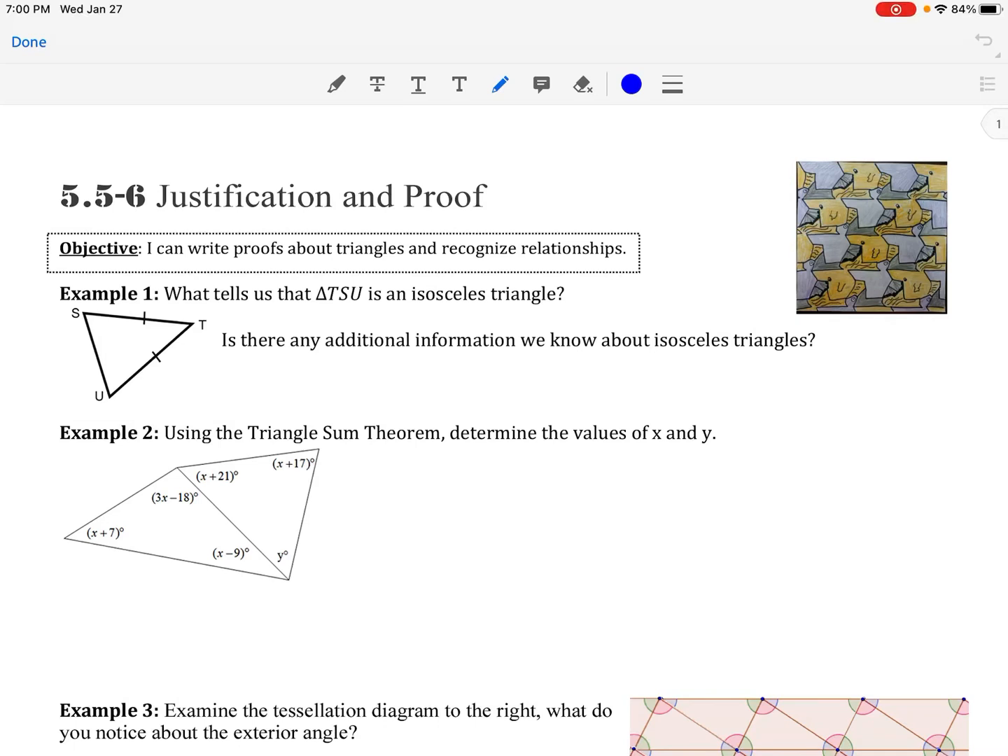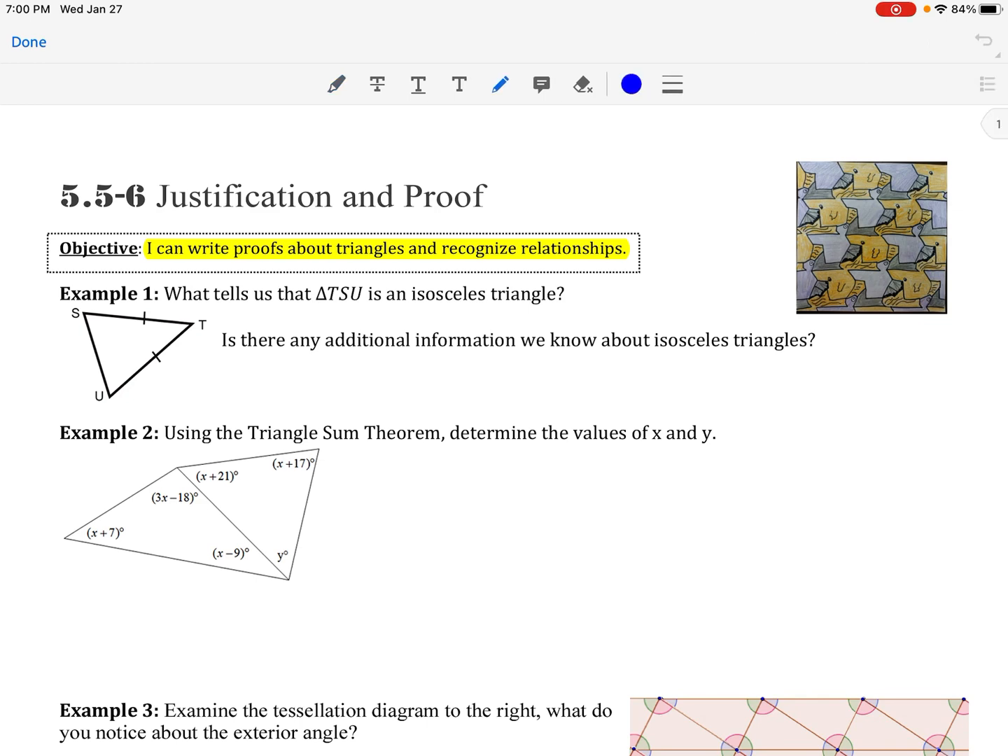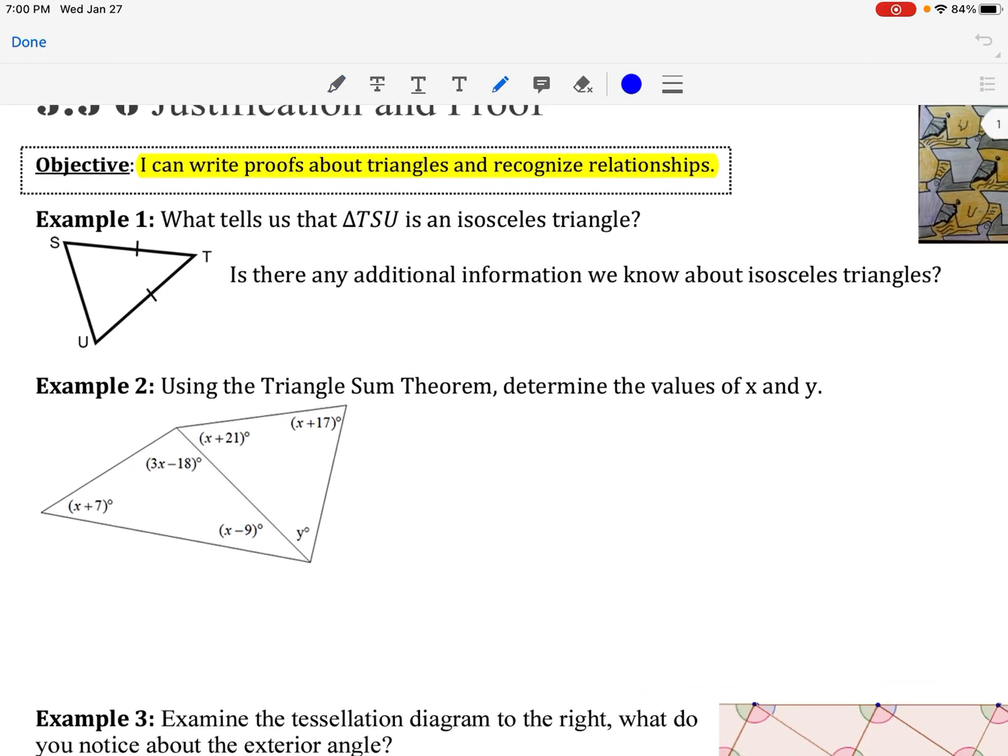We are continuing on with our proofs and different theorems. We'll look at a couple other theorems today that we'll practice proving. So our goal today is we can write proofs about triangles and recognize relationships. So continuing to build on what we've done so far.